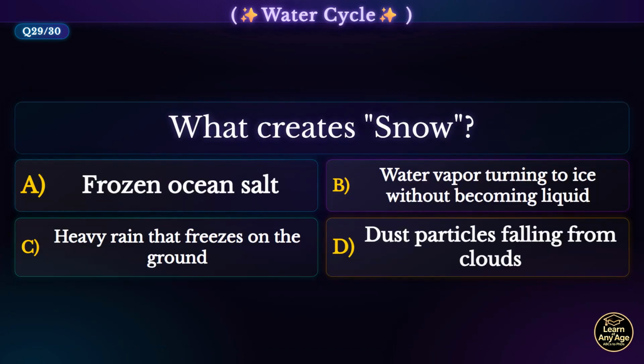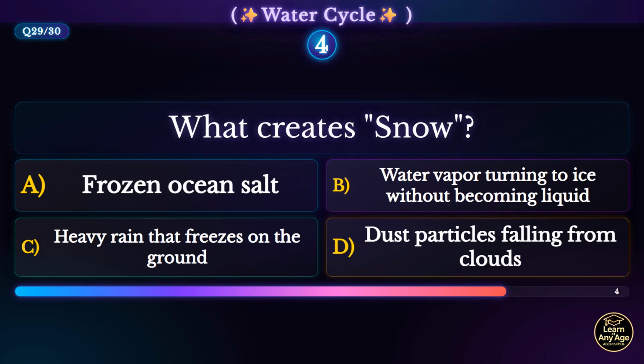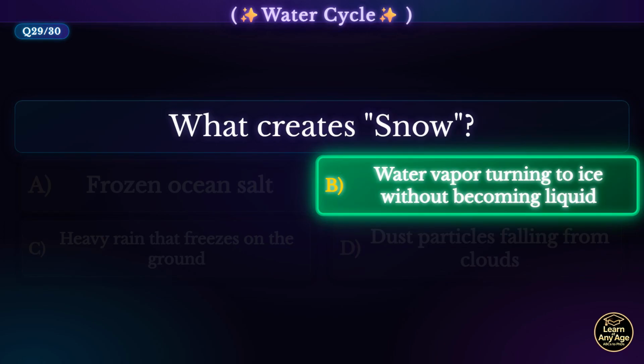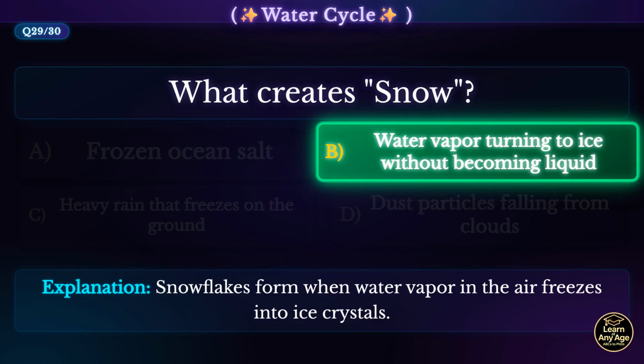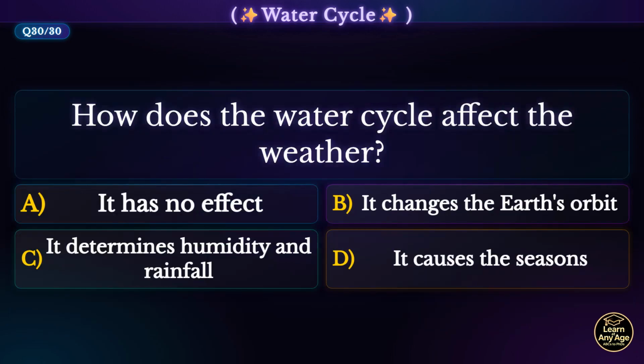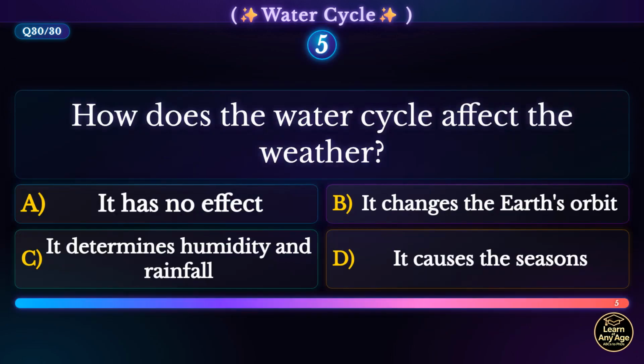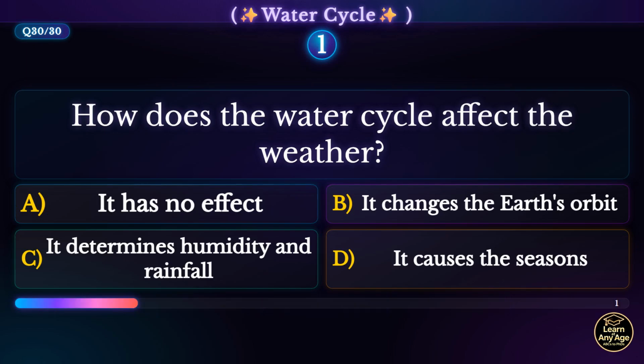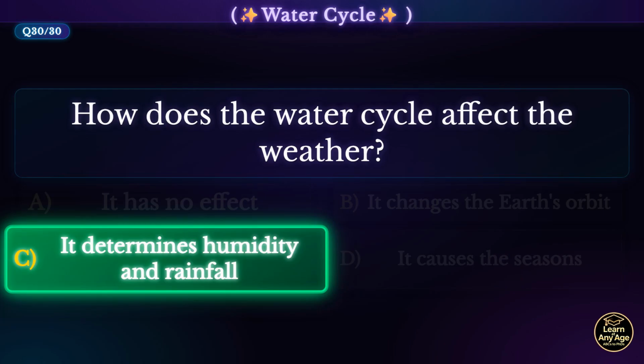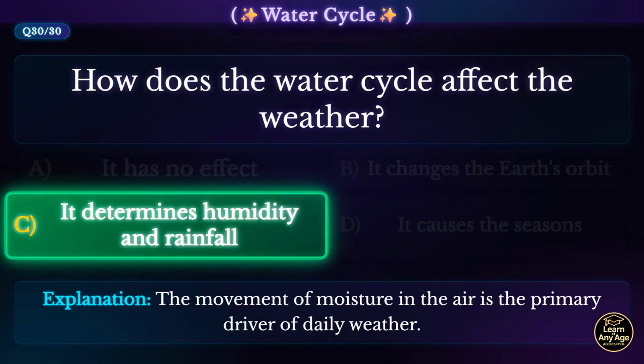What creates snow? Water vapor turning to ice without becoming liquid. Snowflakes form when water vapor in the air freezes into ice crystals. How does the water cycle affect the weather? It determines humidity and rainfall. The movement of moisture in the air is the primary driver of daily weather.